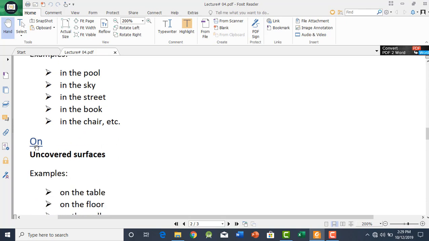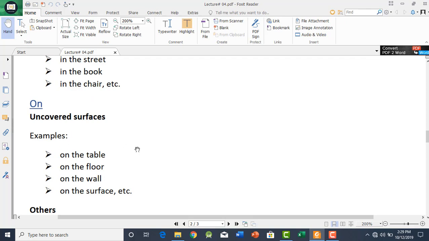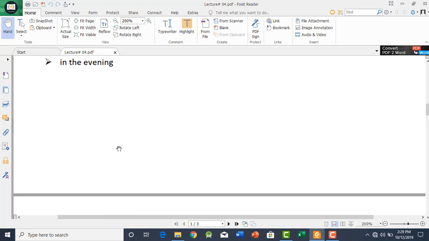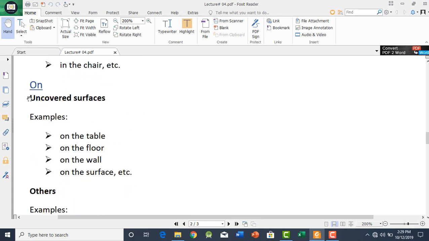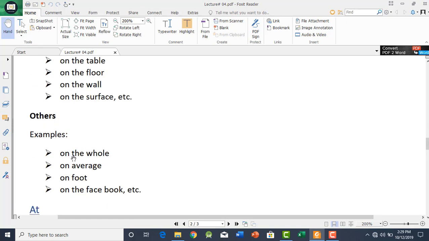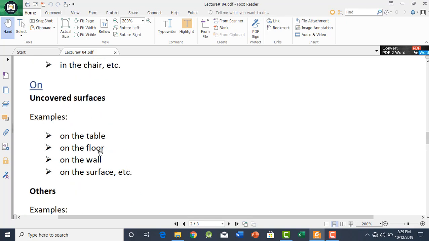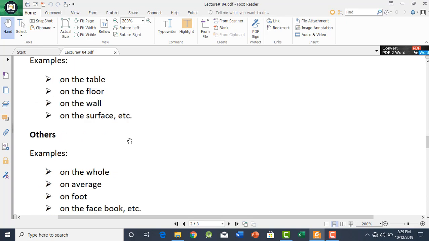Another important preposition is on. On is used particularly when we are going to talk about uncovered surfaces. Here we see in there is a situation called covered areas, and in on situations we have uncovered surfaces. Uncovered surface examples include on the table, on the floor, on the wall, on the surface, and some other examples. And the other examples I can talk about are on the whole, on the average, on foot, on Facebook. And these are the two ways you can use this preposition on.